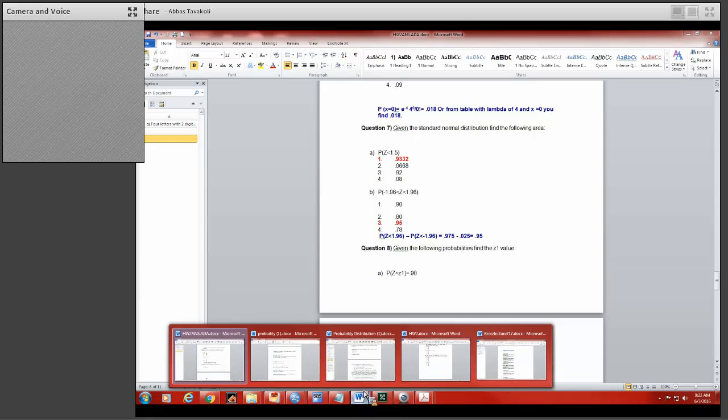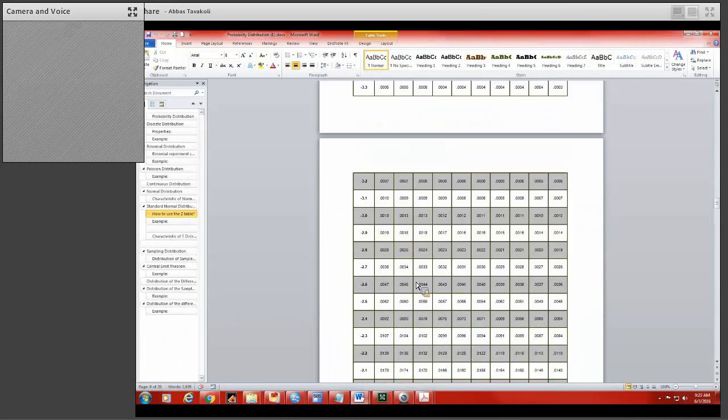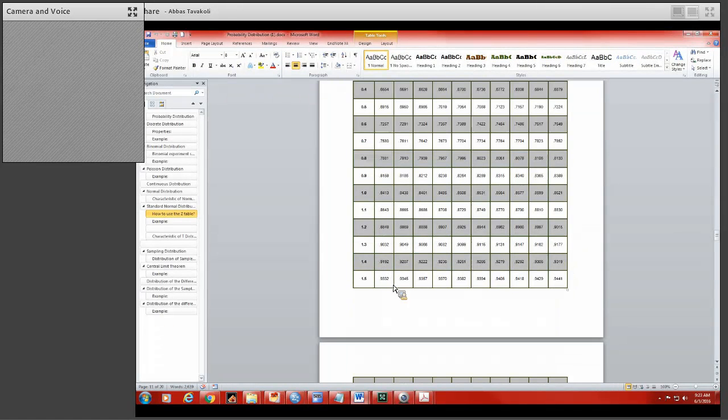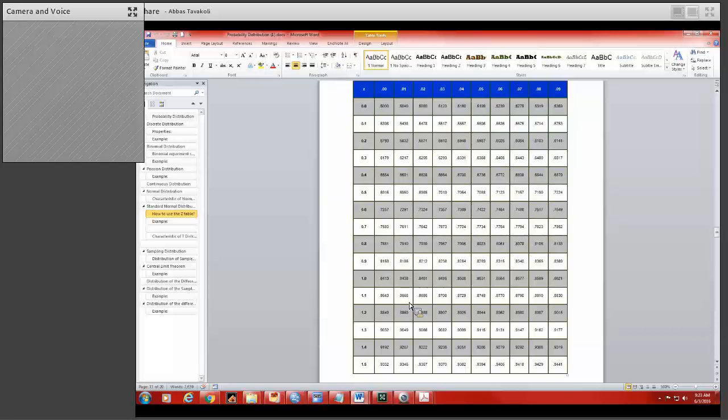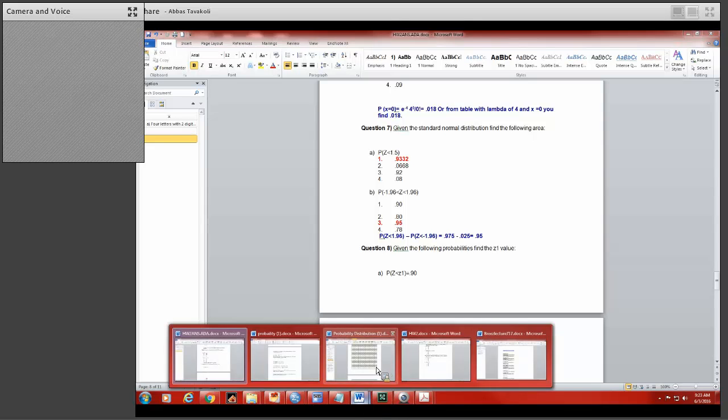Again, if you look at the Z table, you have to look at 1.5, and 0.9332 is the correct answer. So Z 1.96, basically 0.975 minus it gives you 0.95. So you find this value from the Z table.